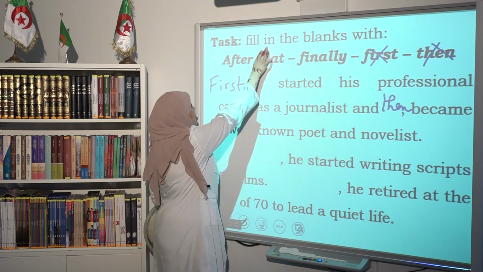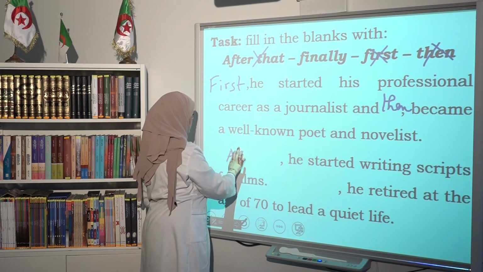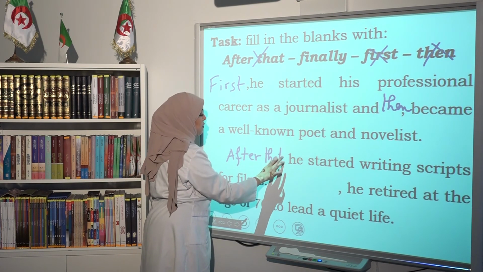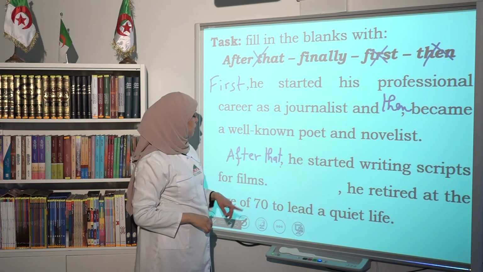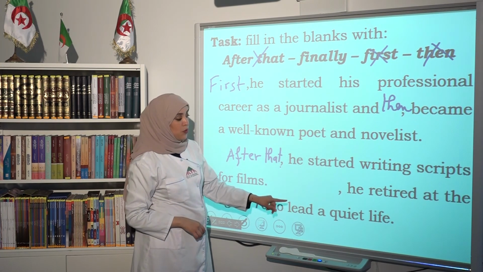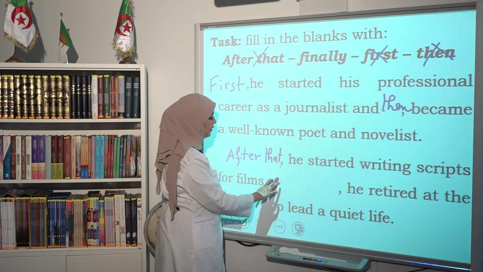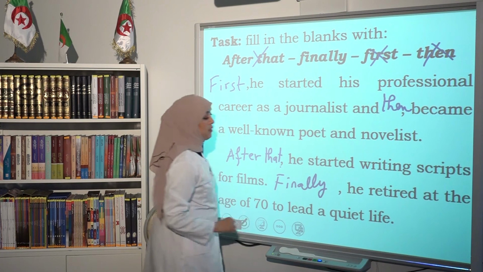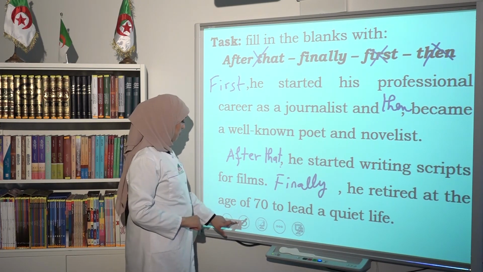Next one, after that, there is a comma. He started writing scripts for films. He retired at the age of 70 to lead a quiet life, finally. Okay, is it clear? I think so.